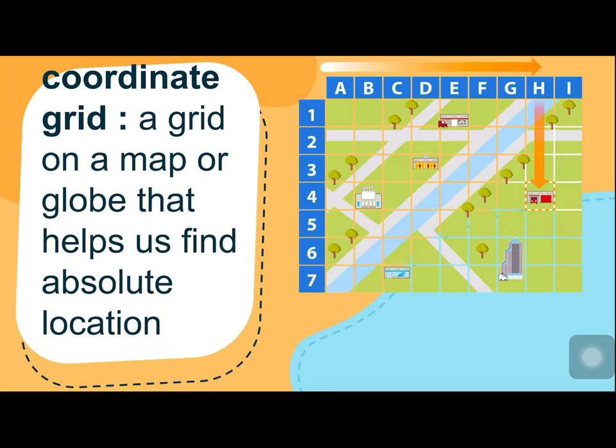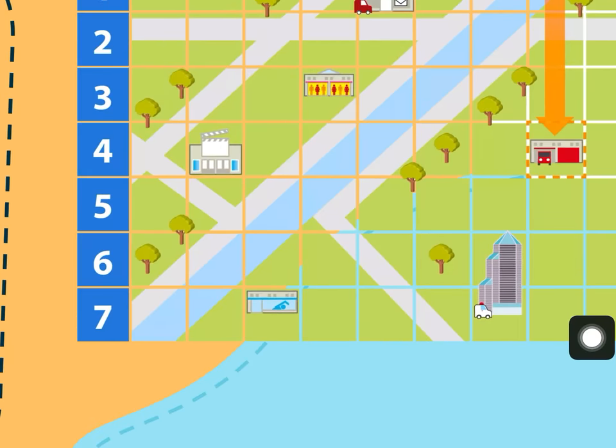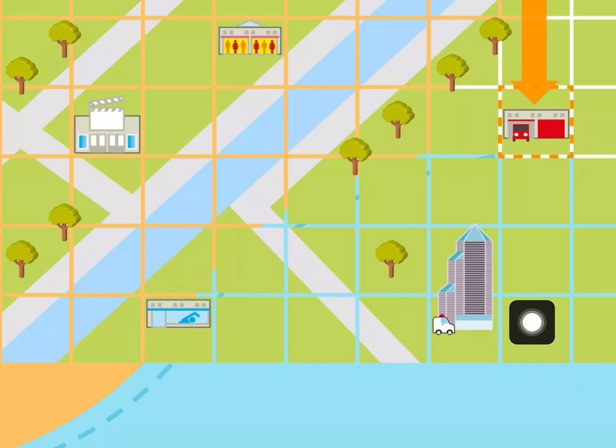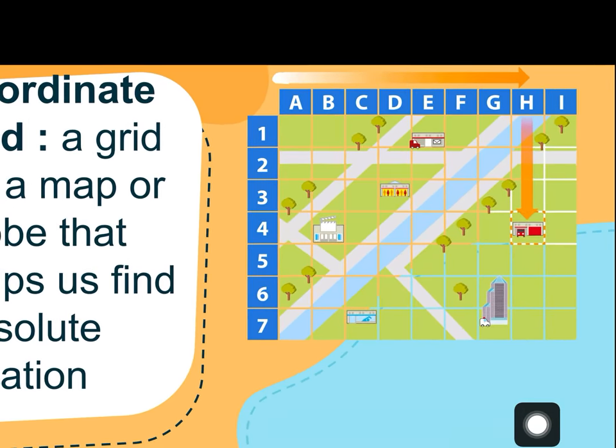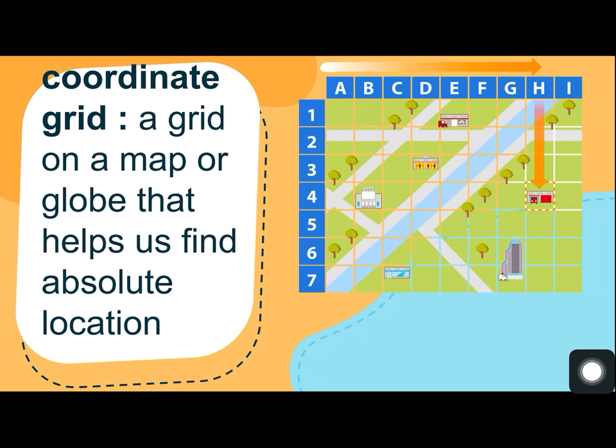Good. This should look very familiar because we worked with coordinate grids before Christmas break. It's a grid on a map or a globe that helps us find an absolute location. So for example, maybe I wanted to find the absolute location of, I think this is a hospital down here with an ambulance. Well, I can use my coordinate grid here to help find that absolute location.